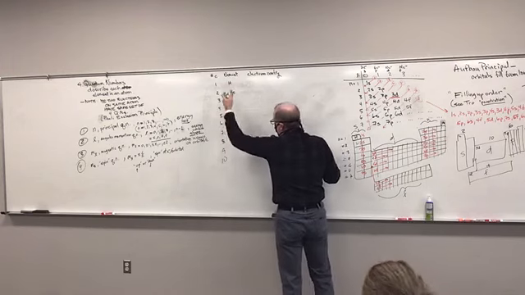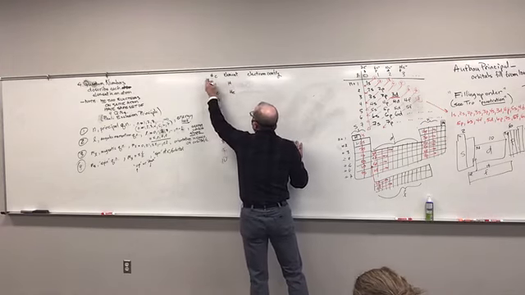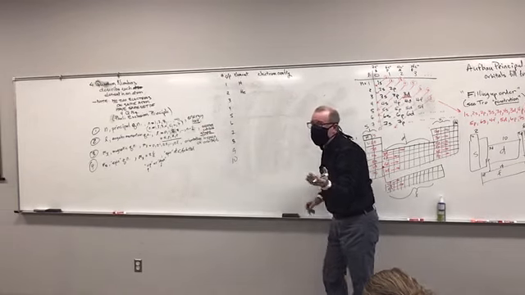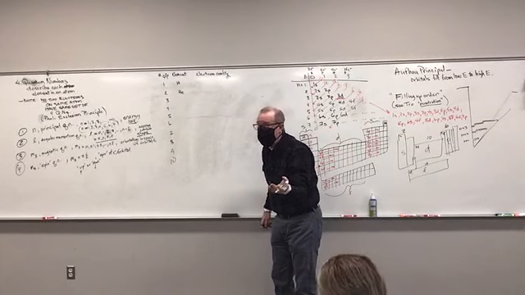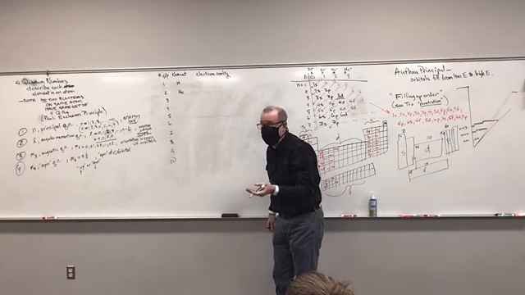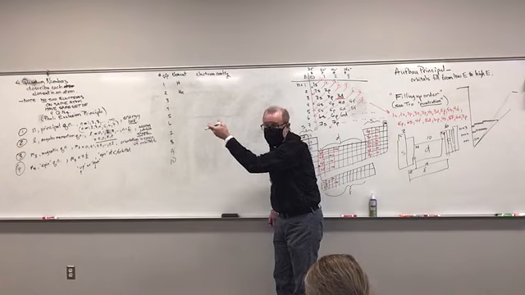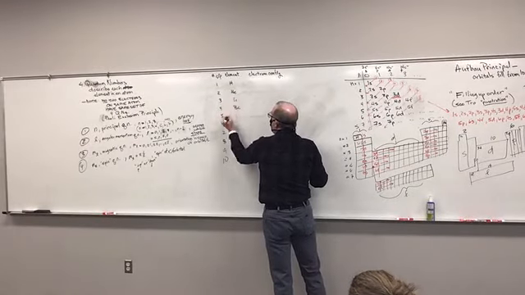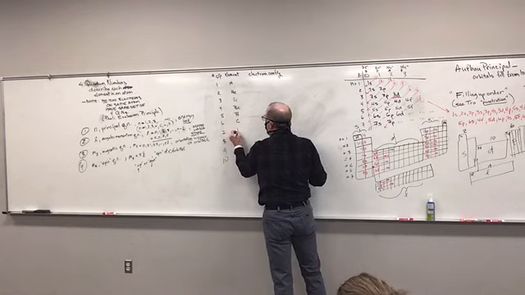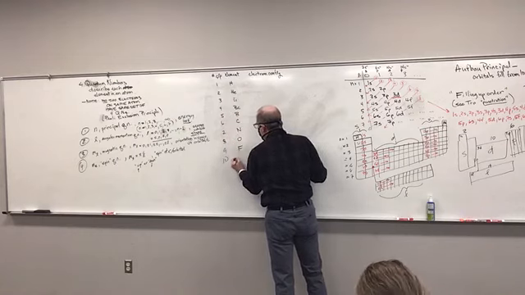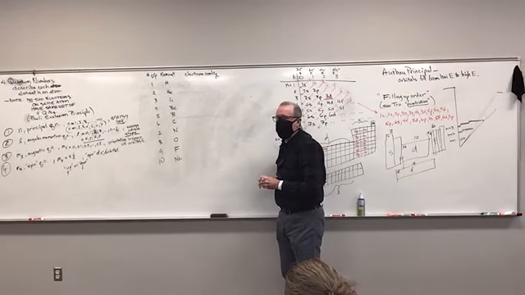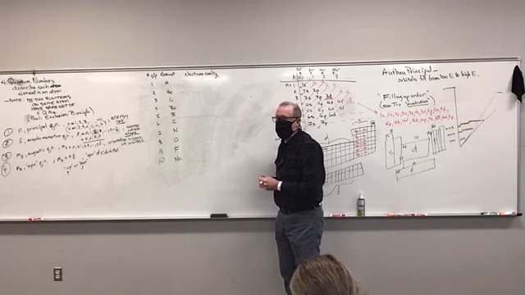Okay, the first 10 elements have how many electrons or protons in the nucleus? Remember, we define the element based on how many protons it has, but a neutral atom has the same number of electrons. So we can just count the number. So that's hydrogen, helium, lithium, beryllium, boron, carbon, nitrogen, oxygen, fluorine, and neon. So there's the first 10 elements on the periodic table. That happens to be the first 2 rows.